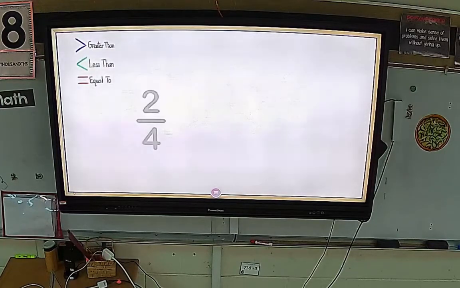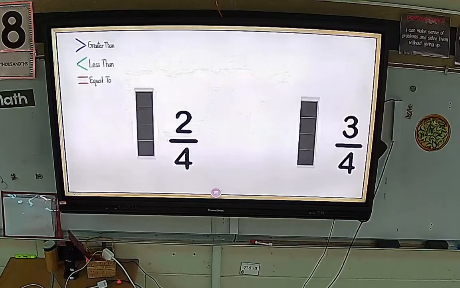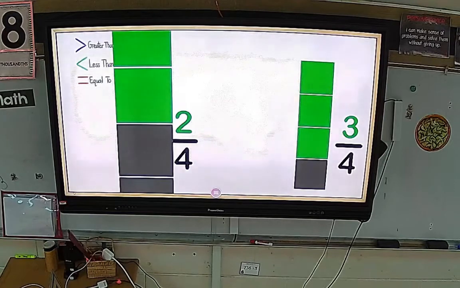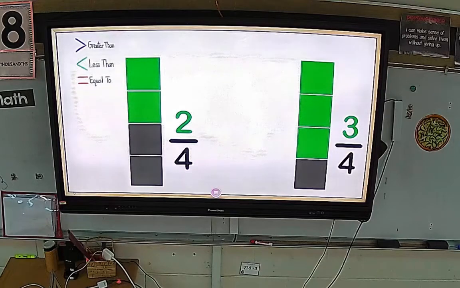Here we are comparing 2/4 and 3/4. One great way we can compare them is by using models or drawings. When comparing fractions, you want to make sure the models or drawings, or rectangles in this case, are the same size. If we had different sized drawings, that would not work, so keep them the same size. Each of these rectangles is divided into 4 parts because the denominators are 4. The left fraction has 2 spots that are colored green, and the right fraction has 3 spots that are colored green. Looking at the 2 models, can you tell me which one is bigger or has more green?